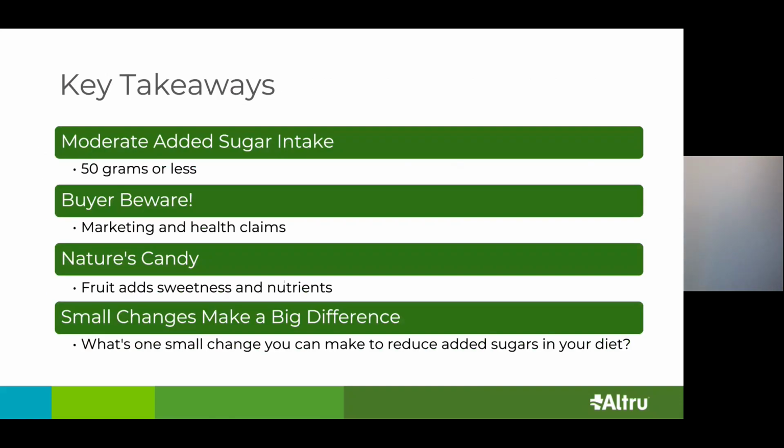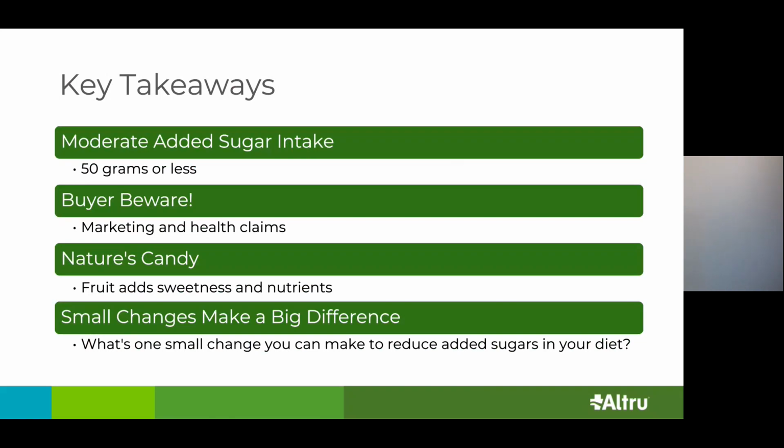So lastly, just some key takeaways. Overall, we want to focus on moderating our sugar intake. So we don't have to completely eliminate sugar. Let's just try to aim for the 50 grams or less per day for those of us following the 2,000 calorie diet. Also, buyer beware, just because a product looks healthy or has a marketing claim of being whole grain or low fat doesn't mean it's necessarily healthier for you. It's important to look at the nutrition label and ingredient list as well.